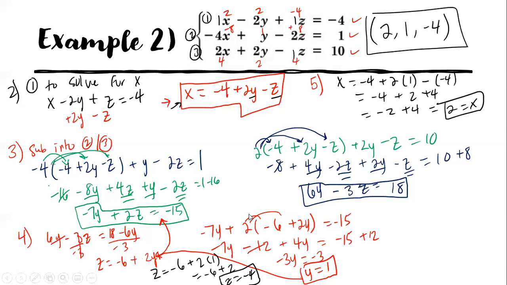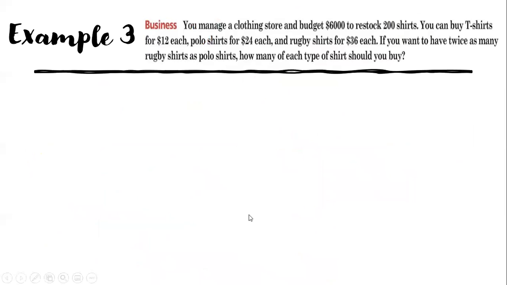Okay, the last thing we're going to do is a word problem. So we're going to set it up and solve it with substitution, and that will be it. So we have, you manage a clothing store and budget $6,000 to restock 200 shirts. You can buy t-shirts for $12 each, polo shirts for $24 each, and rugby shirts for $36 each. If you want to have twice as many rugby shirts as polo shirts, how many of each type of shirt would you buy?